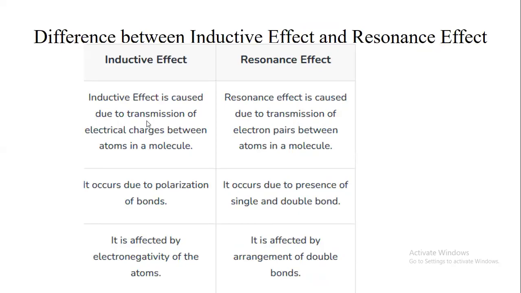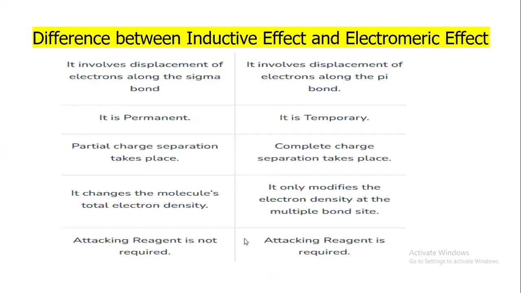Inductive effect versus resonance effect. Inductive effect is caused due to transmission of electrical charge between atoms in a molecule. Resonance effect is caused due to transmission of electron pairs between atoms in a molecule. Inductive effect occurs due to polarization of bonds. Resonance effect occurs due to the presence of sigma and double bonds. Inductive effect is affected by the electronegativity of the atoms. Resonance effect is affected by the arrangement of double bonds.